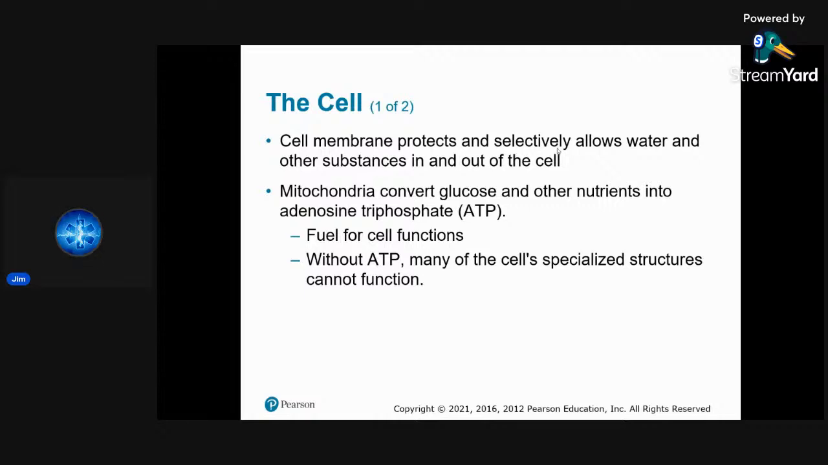The mitochondria. We talked about this in the last chapter, I believe, or the chapter before, how it converts glucose and other nutrients and oxygen into adenosine triphosphate, or ATP. ATP is the fuel for the cell. It needs it to function, right? Without it, it can't perform its specialized features or function. And then eventually, if it doesn't get enough energy, it'll start dying.